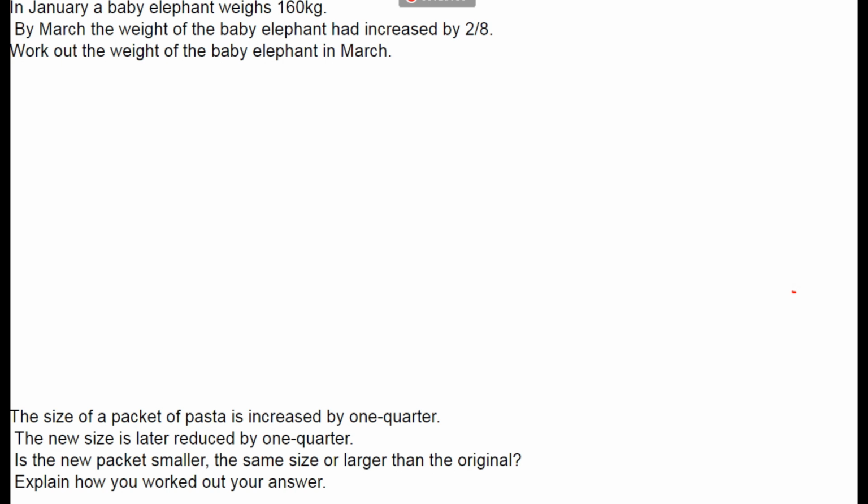Okay, some more word problems. In January, a baby elephant weighs 160 kg. By March, the weight of the baby elephant had increased, right? Increased by 2/8. Okay, so it means 2/8 of the weight he was having. This was the weight he was actually having, right? And now it has been increased by 2/8 of 160, right? 2/8 of 160 means like this.